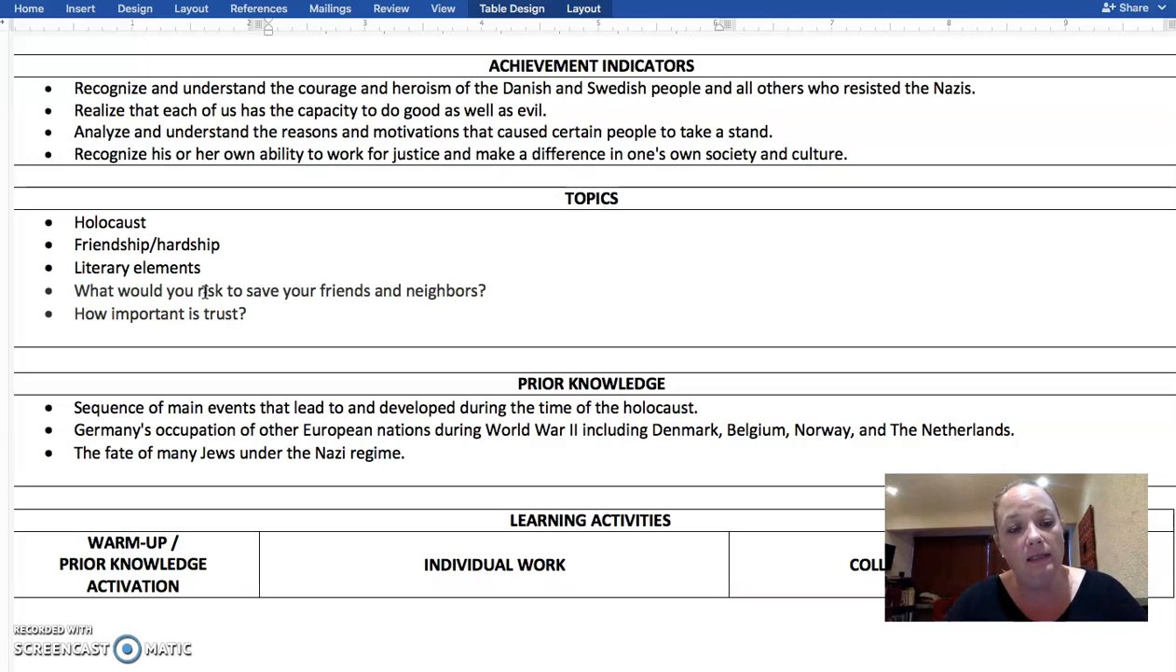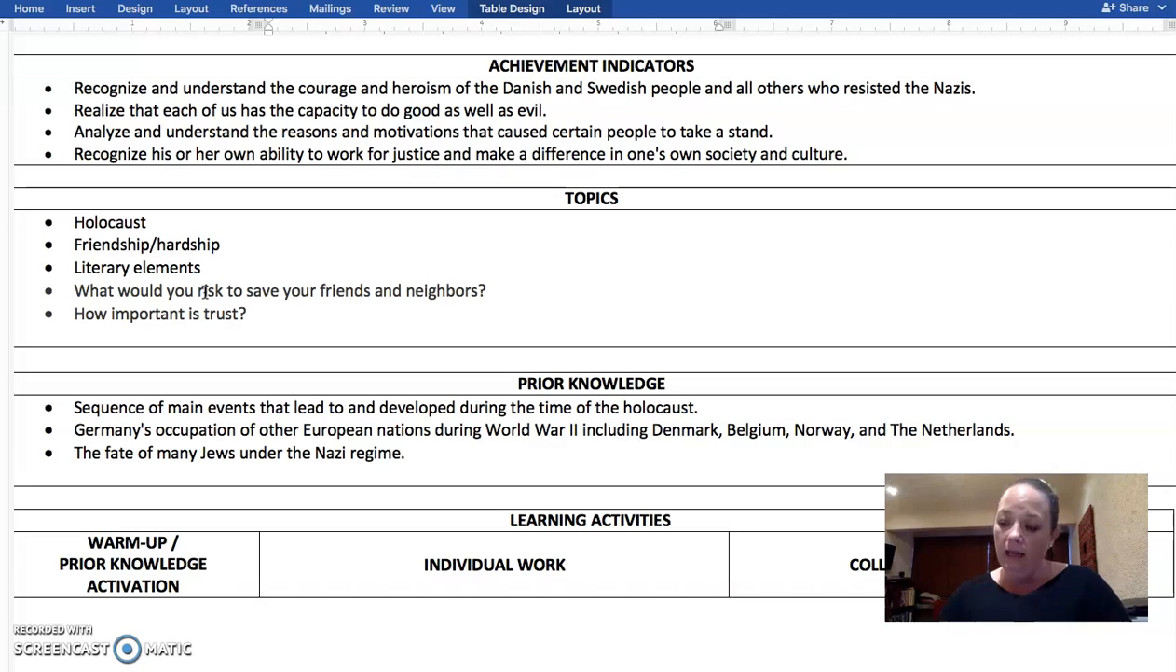Prior knowledge for this lesson are the sequence of events that led to the Holocaust, a little bit of geography and Germany's occupation of other European nations during World War II, including Denmark, Belgium, Norway, and the Netherlands. And of course, the fate of many Jews and also other beliefs under the Nazi regime.